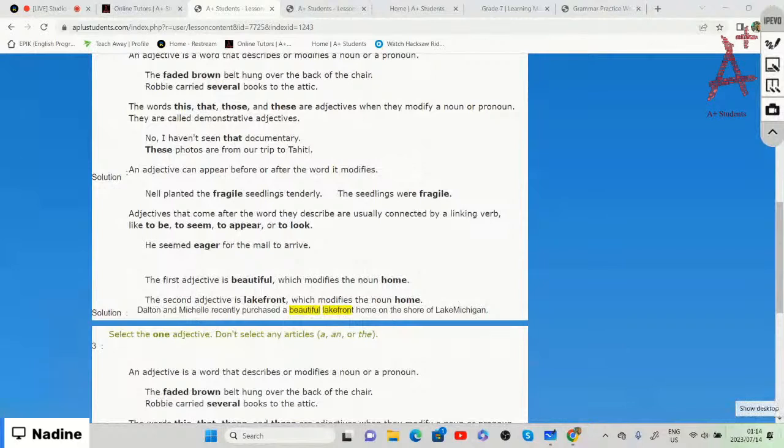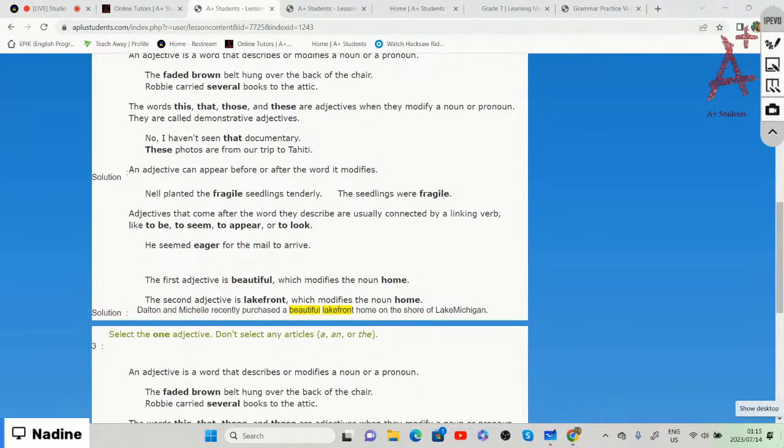So we need to identify the adjective, right? There are basically two adjectives within that sentence. We have beautiful and we have lakefront. The first word, beautiful, tells us about the home. It modifies the noun, which is home. Then we have the second adjective, which is lakefront, because we're saying it's a beautiful lakefront, and that also modifies the noun, which is home. So our adjective is beautiful lakefront.